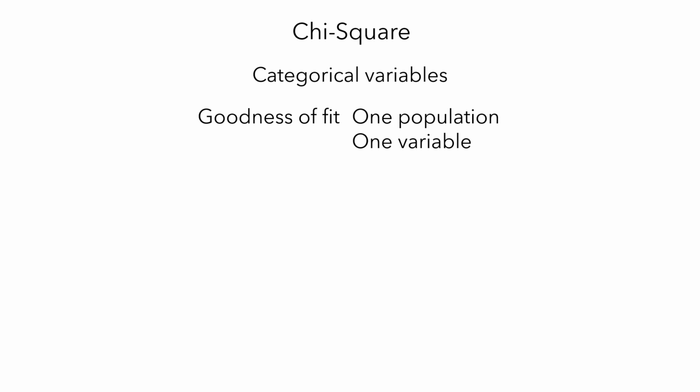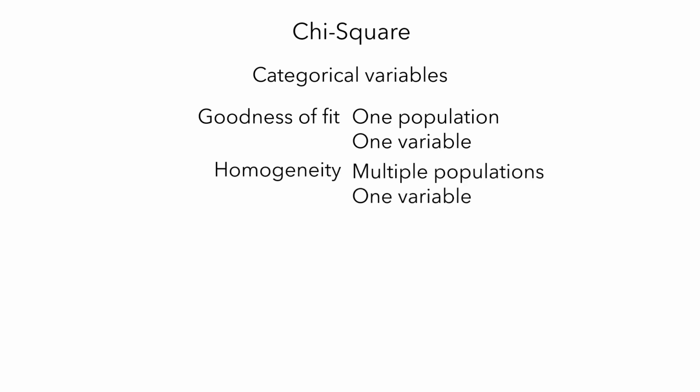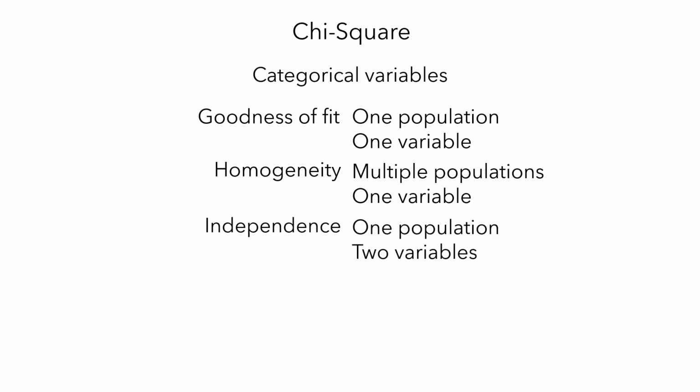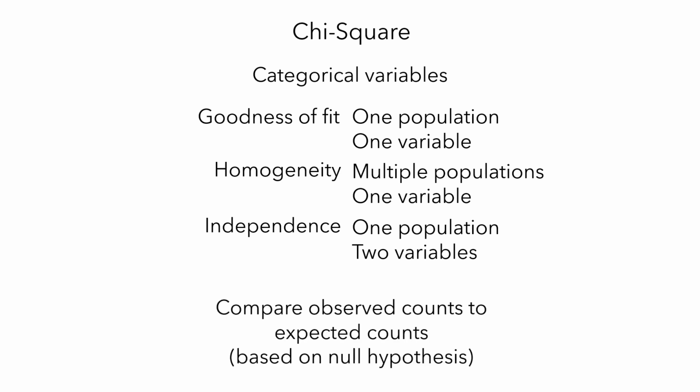And now we've seen 3 types of scenarios that can be analyzed using a chi-square distribution. Chi-square is used when working with categorical variables. There was goodness of fit, where we had 1 population and 1 variable; homogeneity, where we had multiple populations and we compared their distributions of 1 variable; and independence, where we had 1 population and we checked for association between 2 variables. In all of these versions, we compared observed counts to expected counts, where these expected counts were based on our null hypothesis, and we did this comparison using the chi-square statistic, which measures the difference between the observed and expected counts using a single number.